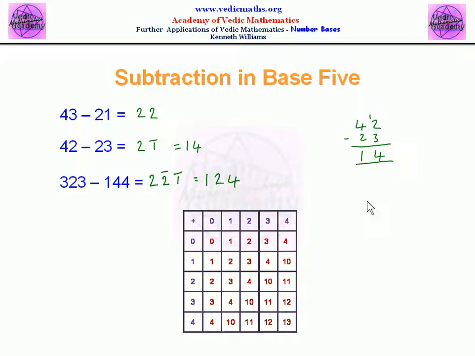The other method, 323 minus 144. 3 take away 1 is 2, but we put down 1 because we need 1 up here because we can't take 4 from 2. We now have 12 take away 4. 12 take away 4 is 3, but we don't put down 3, we put down 1 less, which is 2, and put the other one up here because we can't take 4 from 3. 13 take away 4 is 4, and so we get 124 as we did before, the other way.